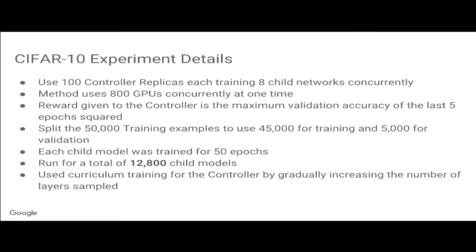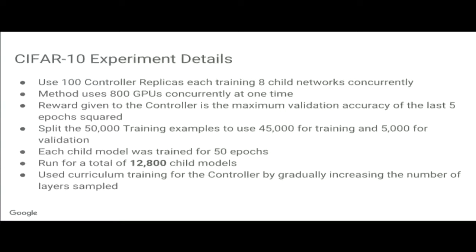And the total number of child models that we trained was about 12,800. We use curriculum training for the controller by gradually increasing the number of layer samples. So we start with a small number of layers, and then we increase and increase, so that we encourage deeper and deeper networks.